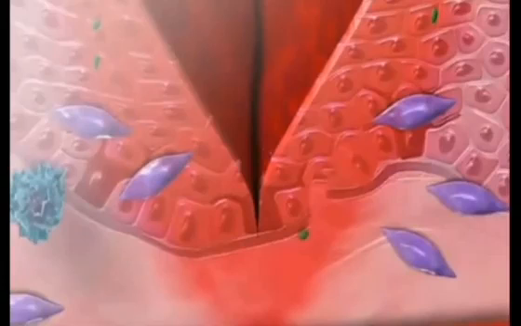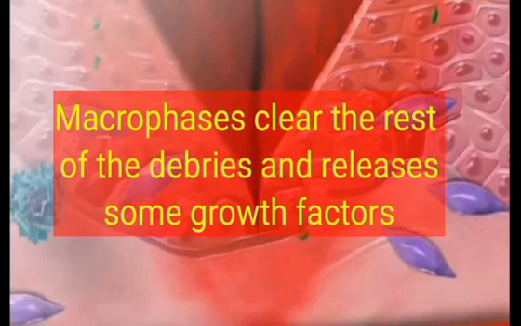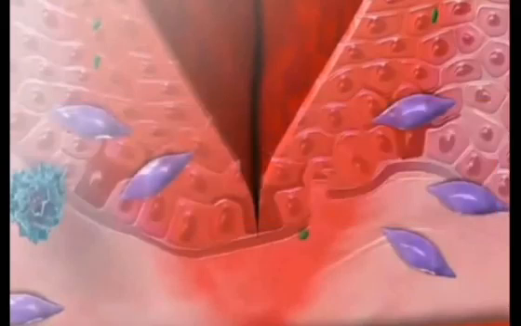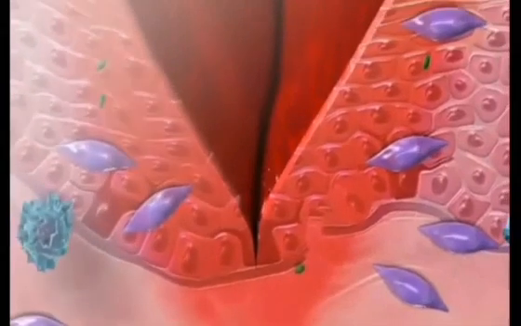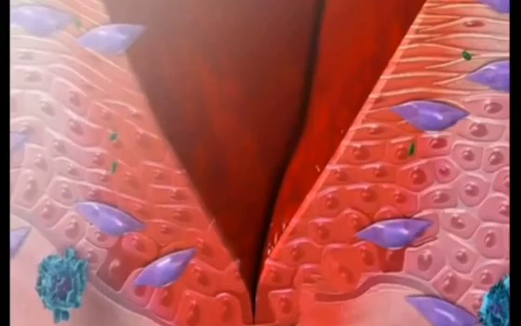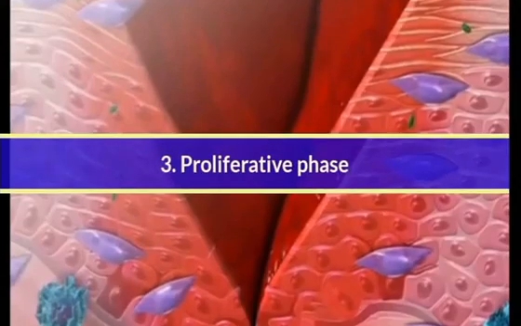After the neutrophils leave, the macrophages enter, and they also clear the debris and release some growth factors like TNF alpha and vascular endothelial growth factor VEGF, and some proteins also. This stage is generally marked by edema, meaning swelling of that area, and also erythema, meaning redness of the skin at that part, and heat and some pain also. So here is the end of the second phase, and now the third phase, the proliferative phase, starts.